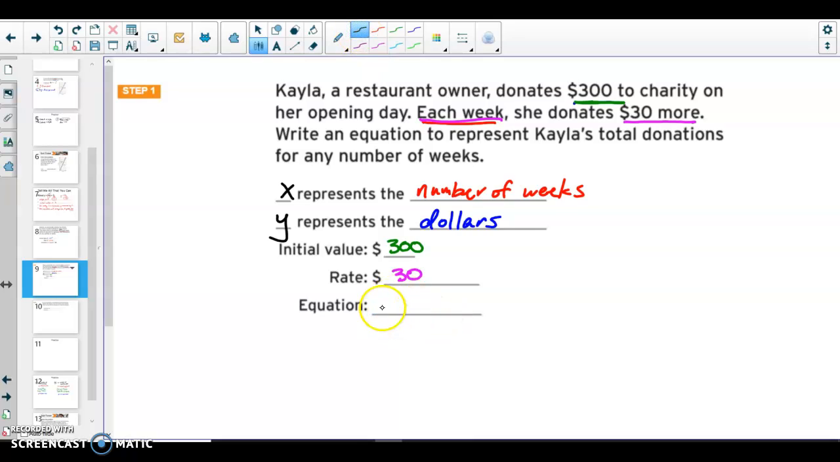So let's make it y equals, it's like our mx plus b. There's your rate, 30x plus our initial value of 300, and we're finished. Seem good? Cool. Things to watch out for. Make sure your rate goes with the x and your initial value goes naked. Secondly, when you see this each or this per word, you know that that is representing x.